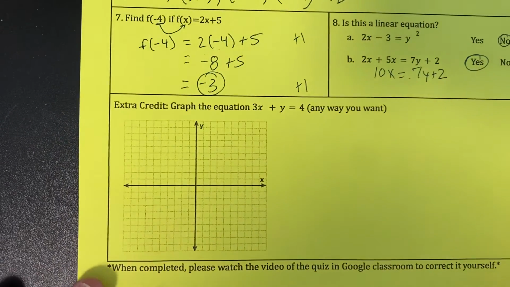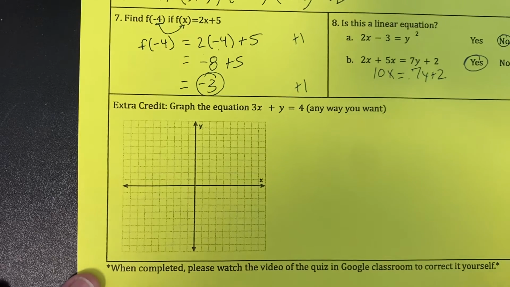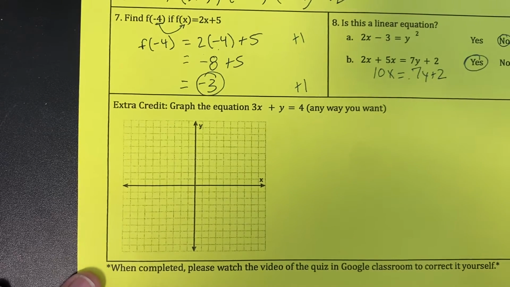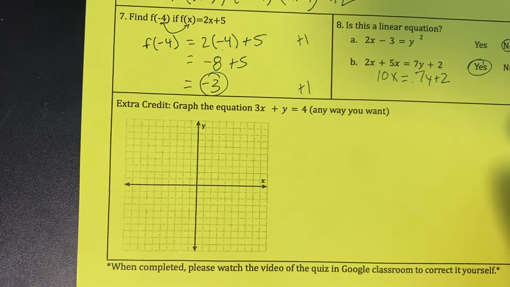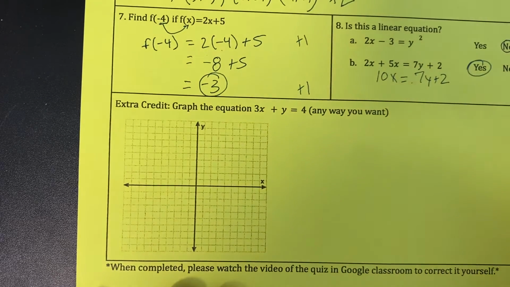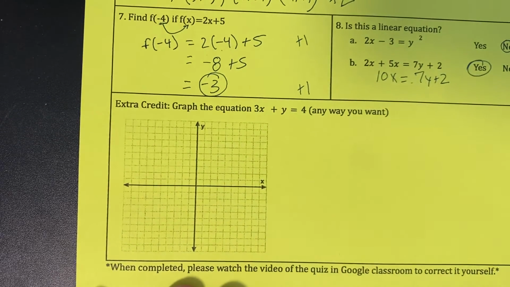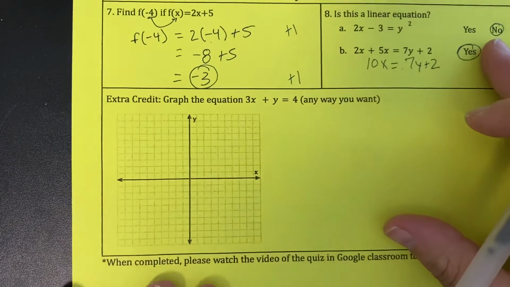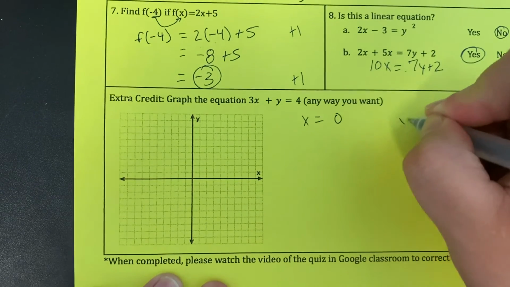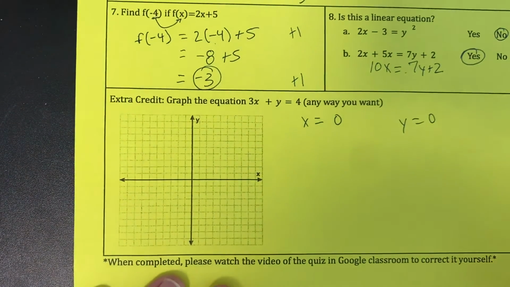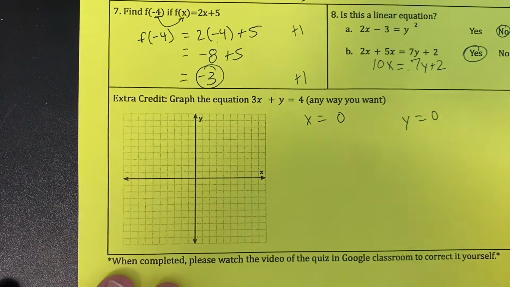Let's look at the extra credit now. It says graph the equation any way you want. So you can pick. You could find points, so plug in points and solve it. You could find the intercepts, so plug in x equals 0 and y equals 0 to find those. I'm going to do that because I only have to plug in 2 things.